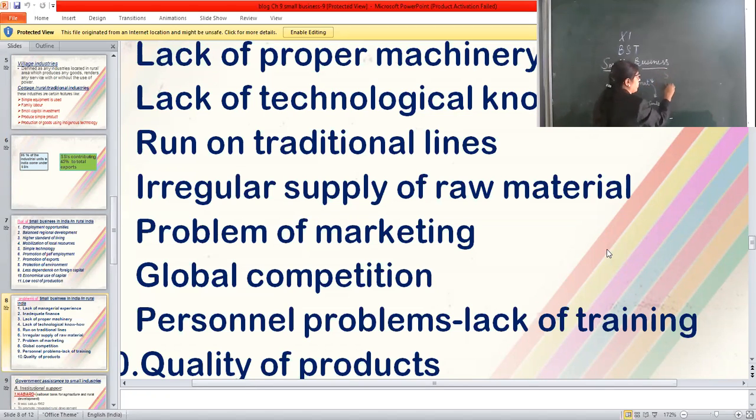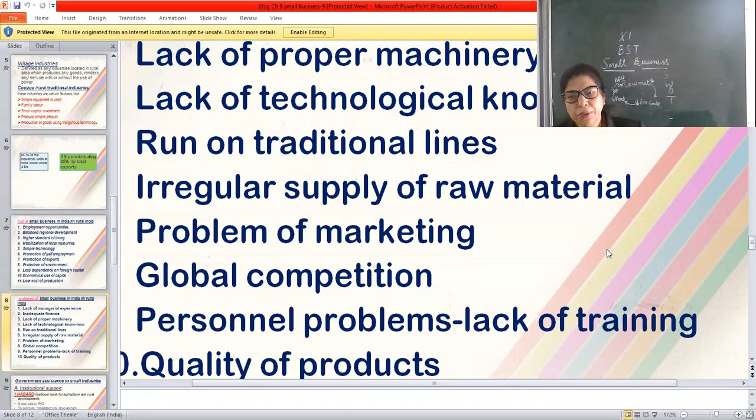SWOT: strength, weakness, opportunity, threat. They are unable to do SWOT analysis, my dear children. They don't know their strengths. They don't know their weaknesses. What are the opportunities available to them? What are the threats to them? They will have that problem.